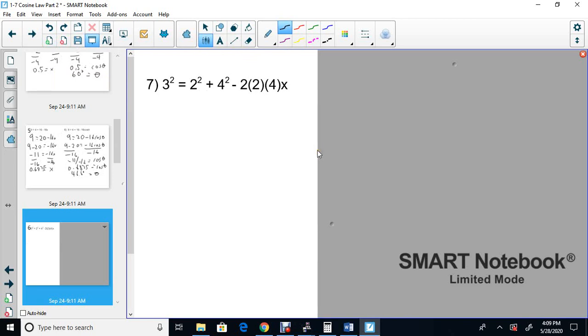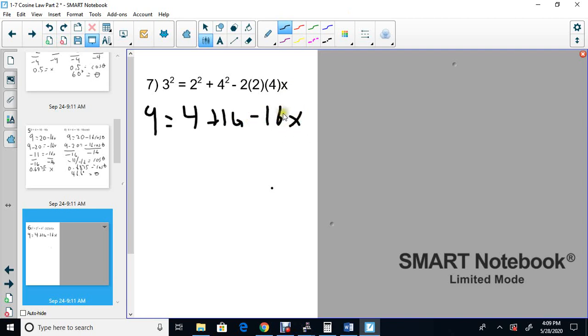Okay, last step. We'll go one more step harder, so just pay attention. Now you got all these squared, so you have to follow BEDMAS. So 3 squared is 9. Okay, 2 squared is 4. 4 times 4 is 16. And then you got 2 times 2 times 4. 2 times 2 is 4, so that's minus 16x.